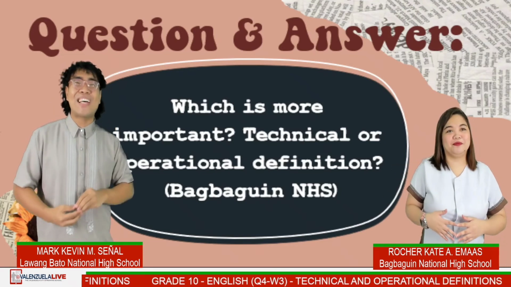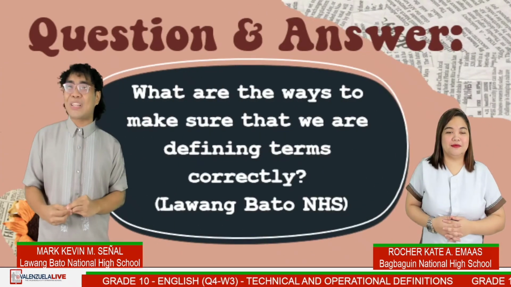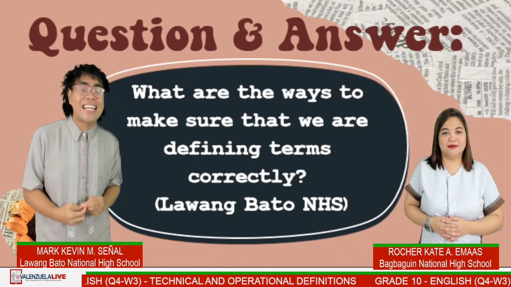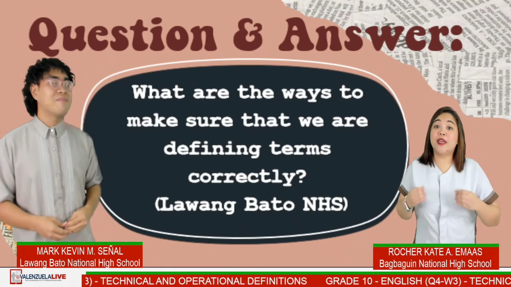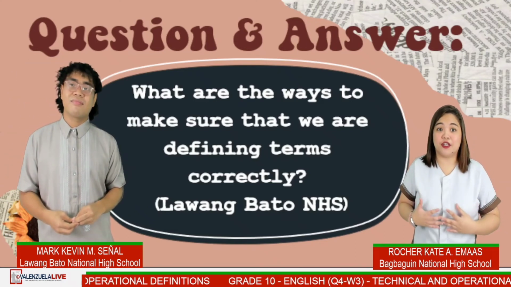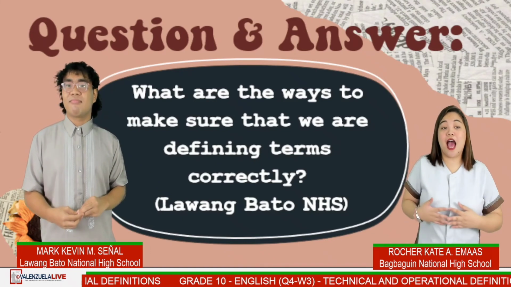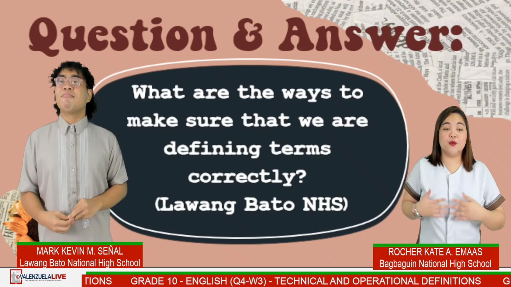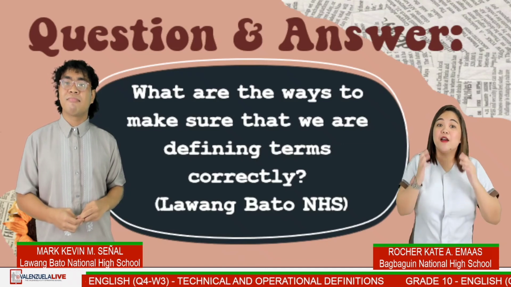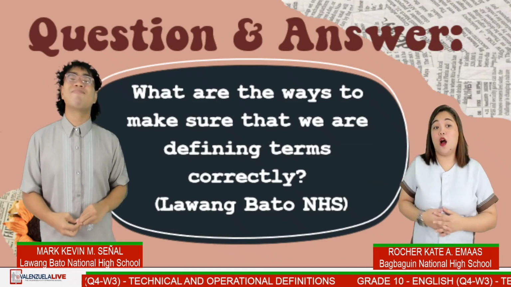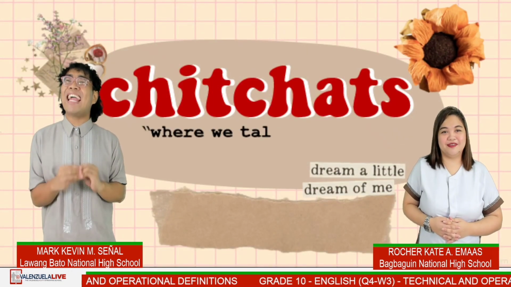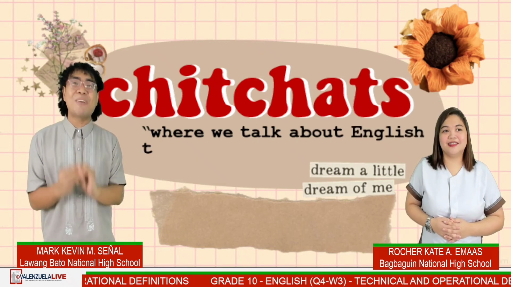Now for our final question, Miss Kate, from a learner of Lawang Baton National High School, they ask, what are the ways to make sure that we are defining terms correctly? Well, we can make sure that we are providing correct terms if we are extending our effort, researching and widening our understanding of the term. This would give us the opportunity to be exposed with definitions that could be best suited for the terms that you are defining. So that concludes our discussion for English 10 Quarter 4, Lesson 3, Making Definitions.